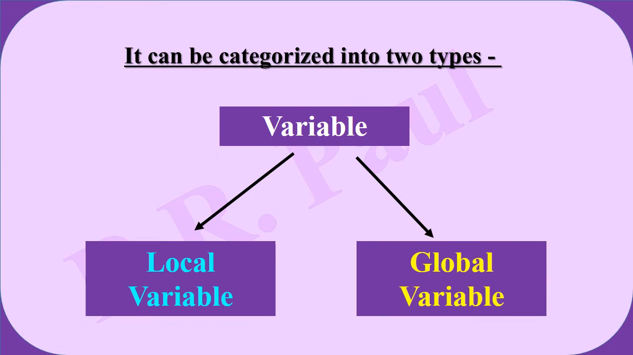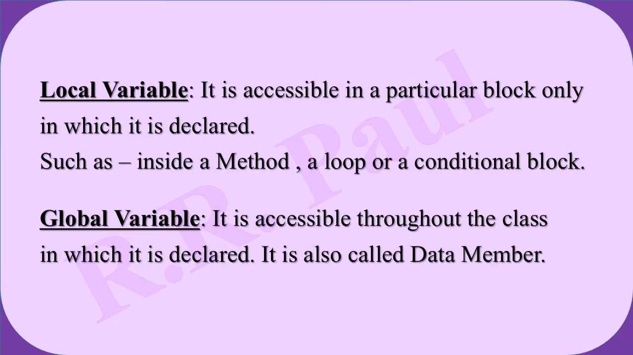A variable can be broadly classified into a local variable or a global variable. Let us see what these are. A local variable is declared inside a particular block, like inside a method or a loop or an if condition or else block or any such block. So, this local variable is accessible inside that particular block only in which it is declared.